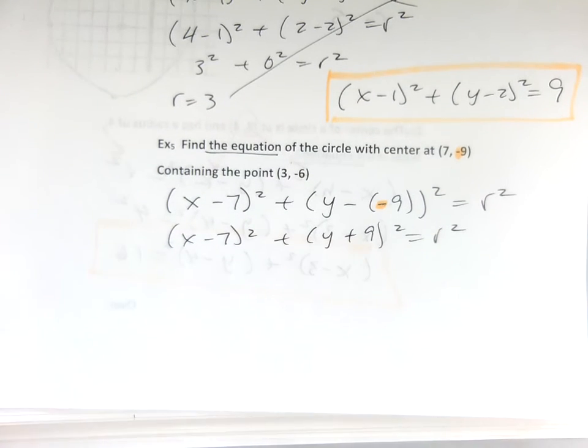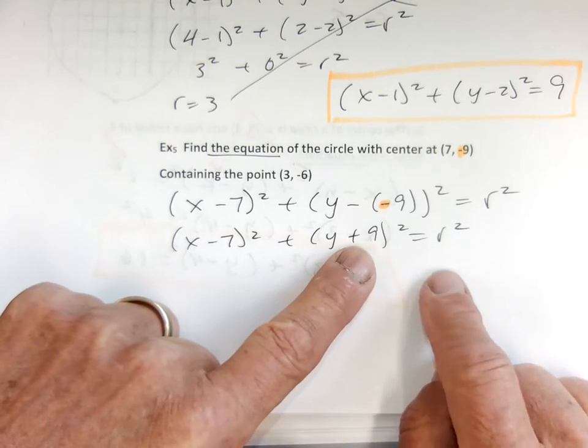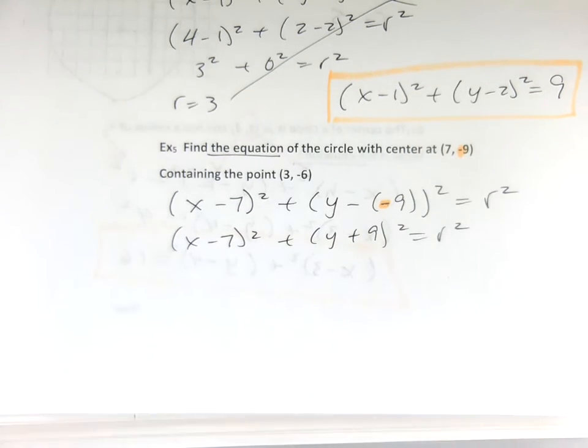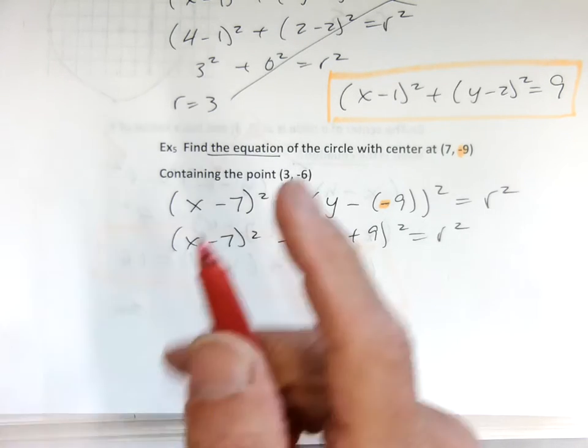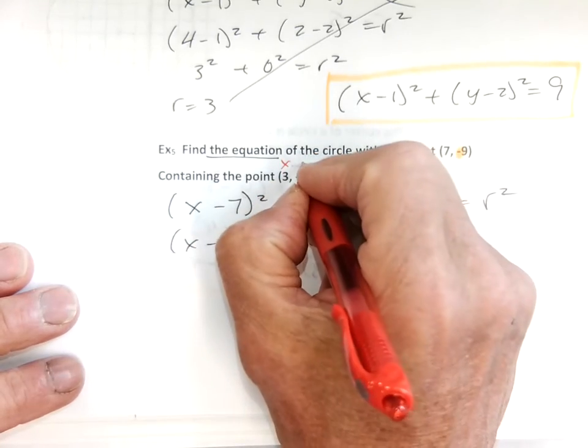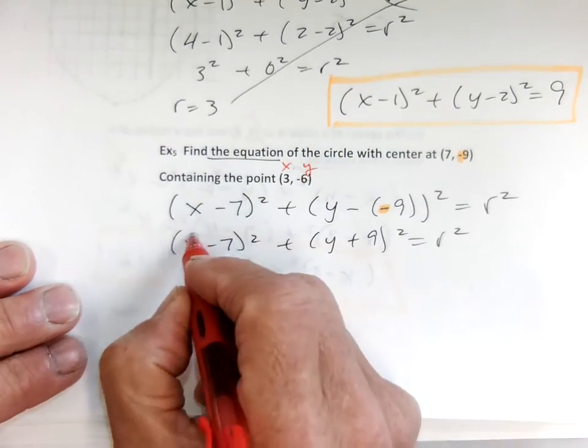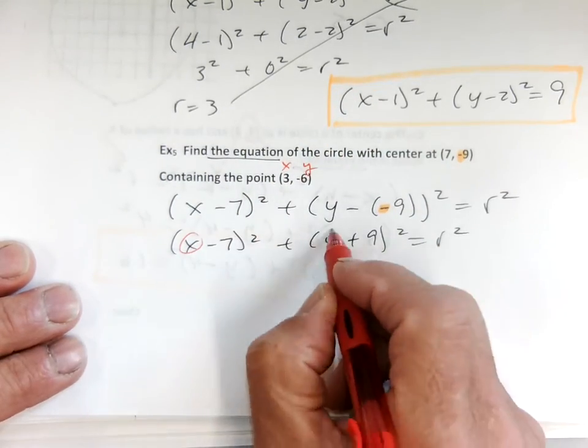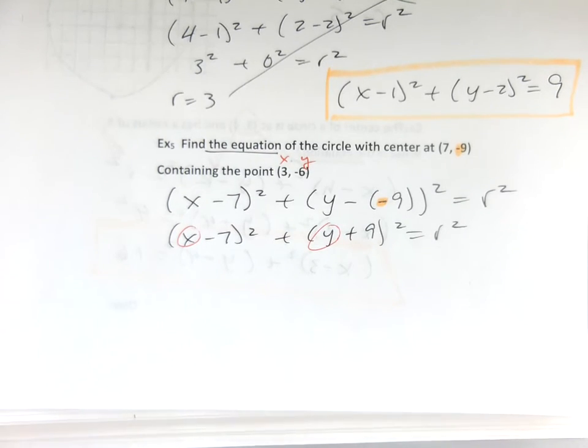Am I going too fast? I'll wait for you, okay? So that's all I'm doing is plugging in the 7 and the negative 9. Makes sense. It's supposed to be the opposite anyway, so if it's positive 9, I get the negative 9, that makes sense, right? Okay, now what am I going to do? Well, I need to find the radius. So again, same process. I have an x value and a y value. I'll put the 3 here and the negative 6 here, and I'll figure out what the radius is, right? Okay, I can do that.